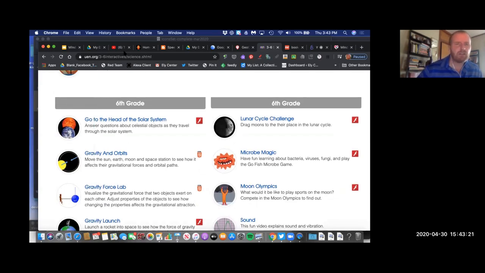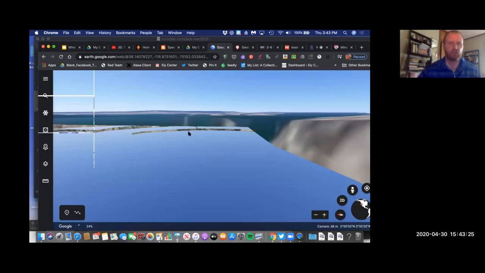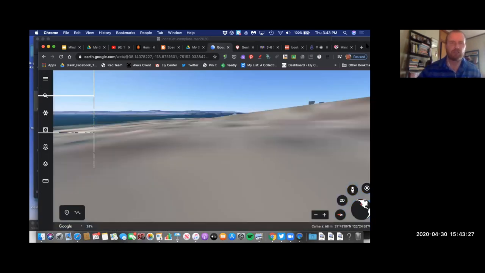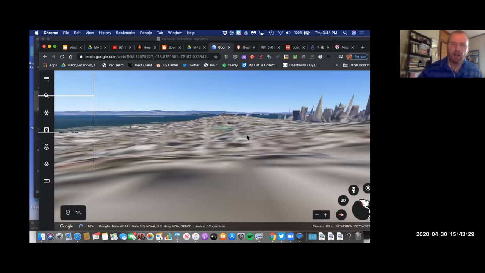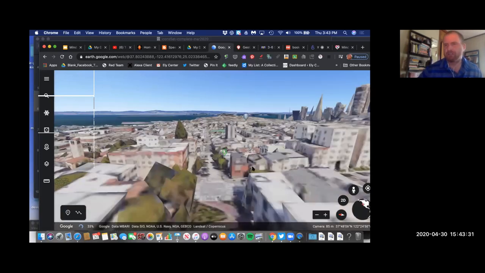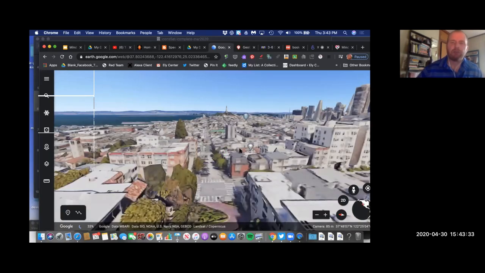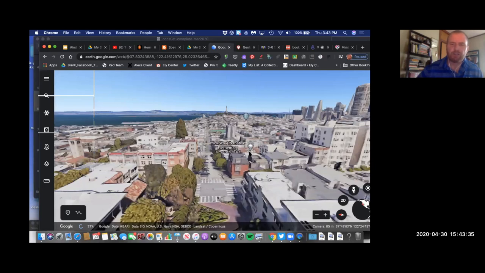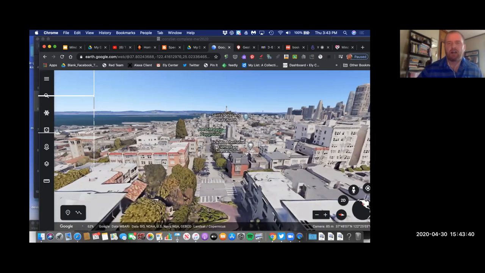Let's just see. I also mentioned Google Earth, and I'm a huge fan of Google Earth. Where did we pop into in Google Earth? We're in a street view here. I think we're in New York City. No, this is San Francisco, I think. Google Earth is available in the Chrome web browser, and it's a great way to take students to places, do virtual field trips, and that's social studies connected.